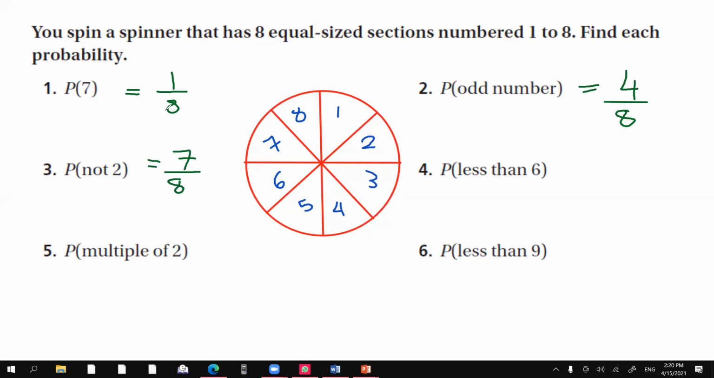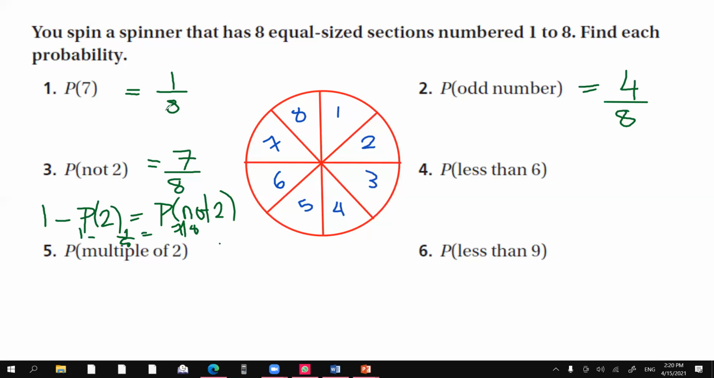How can I solve it? Either I count all the numbers that are not 2, or I can find that the probability of not 2 is 1 minus the probability of getting 2. I mean 1 minus 1 over 8 will be 7 over 8. This is another way.